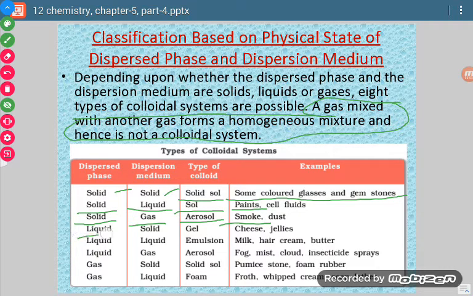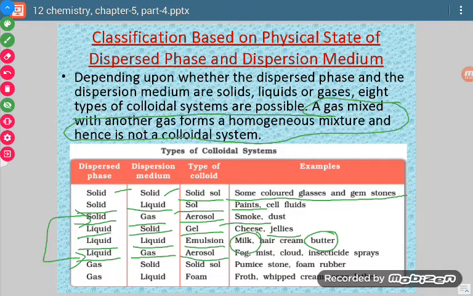If the dispersed phase is liquid and the dispersion medium is solid, then we say it is a gel, just like jellies. Those jellies are a type of colloid. If both are liquid, then it is called an emulsion, just like milk or butter is in the category of emulsion. Now if the dispersed phase is in liquid state and the dispersion medium is in gaseous state, then we say it is an aerosol. So see, aerosol was here also and here also. On which basis are we saying this? If the dispersion medium is gas, then it is called an aerosol.